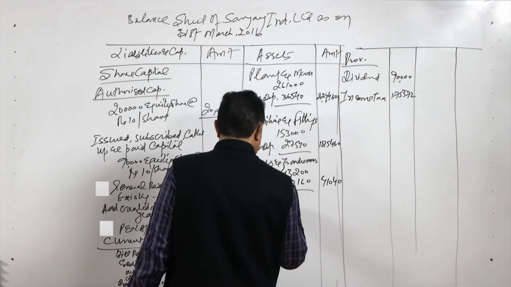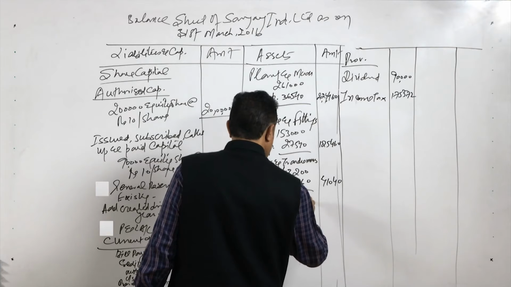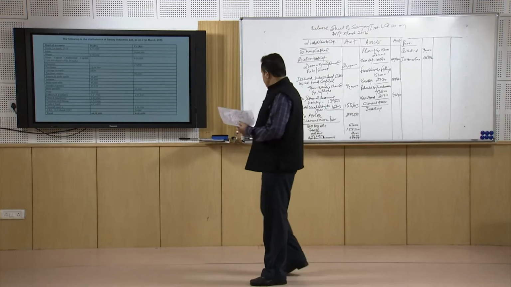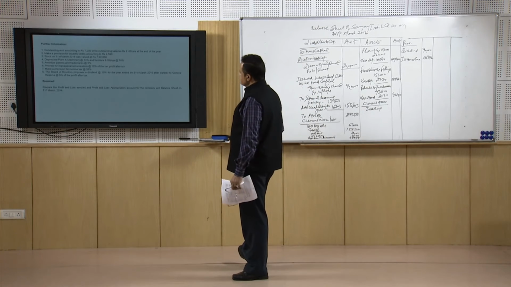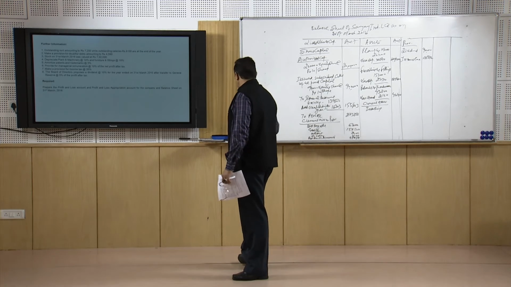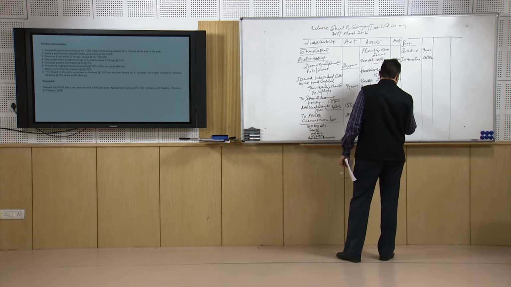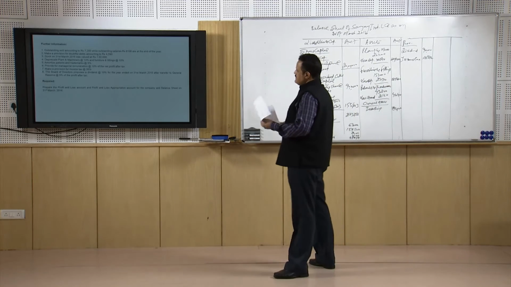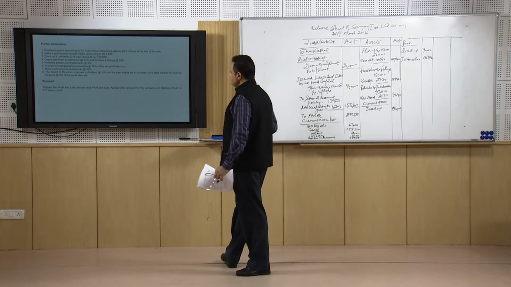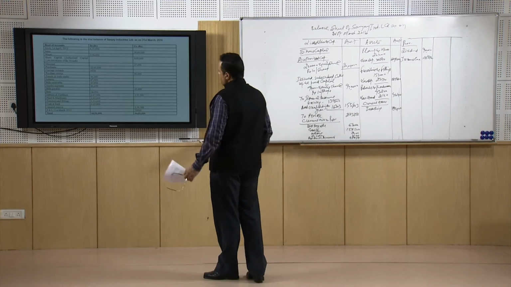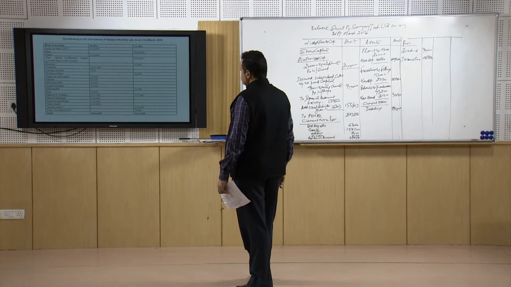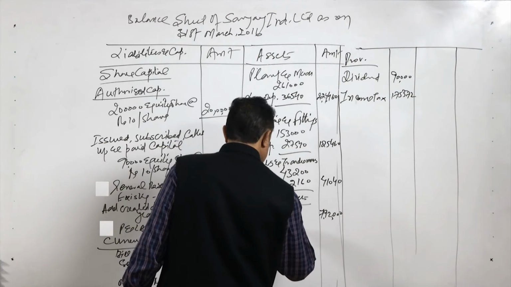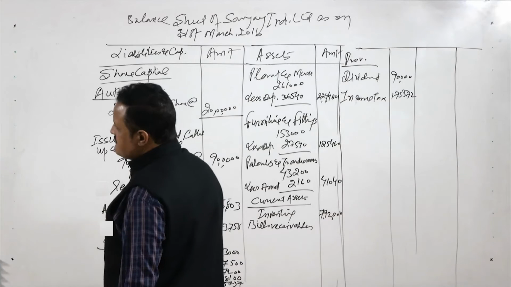Now we will take the current assets, and the first current asset is the inventory. The closing balance in the inventory, let us check for that. Stock is 7,92,000, which is the inventory balance. Then let us check for the other assets. We have bills receivables, and this bills receivables balance is 45,000.